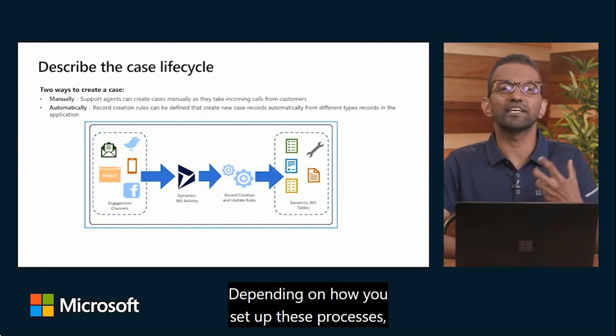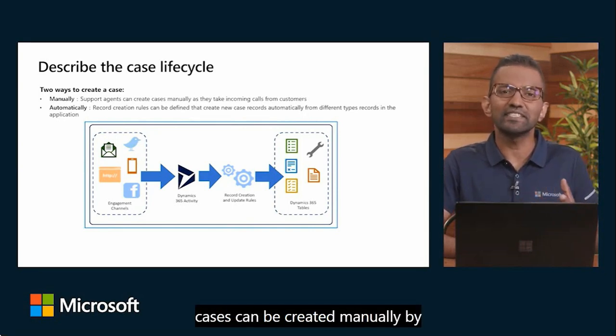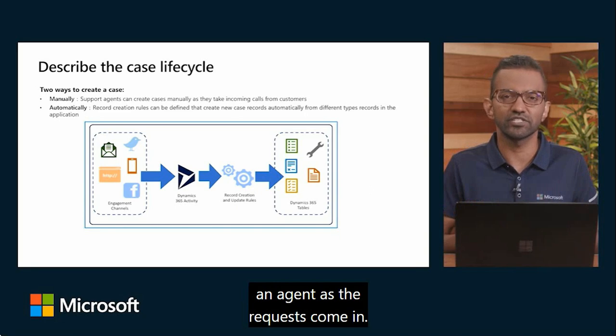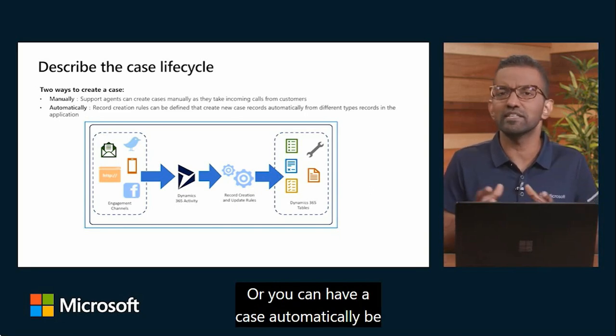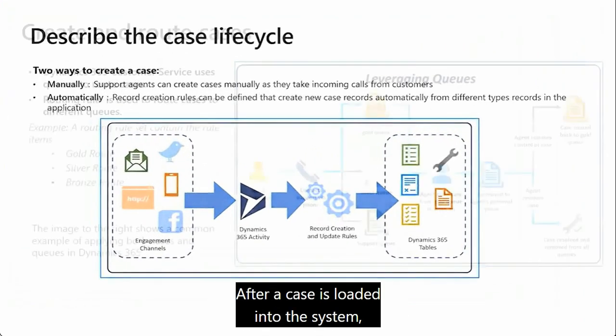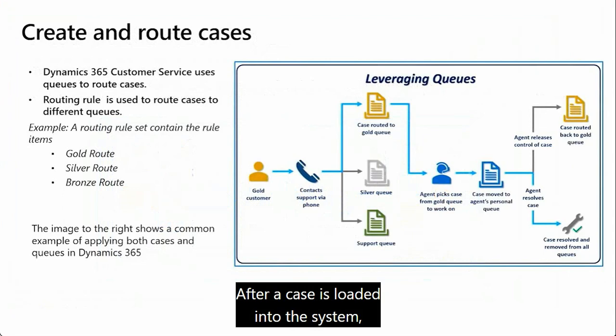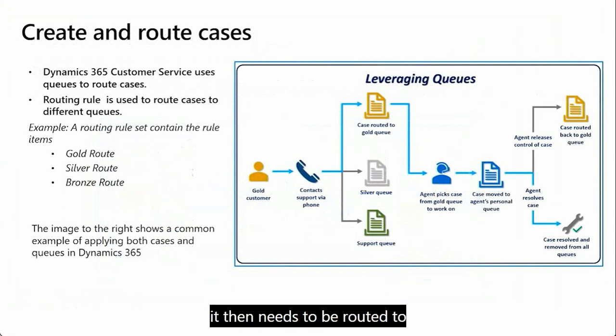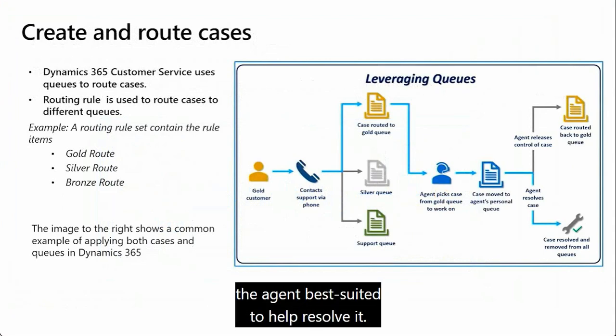And depending on how you set up these processes, cases can be created manually by an agent as the requests come in. Or you can have a case automatically be created when triggered from secondary applications. After a case is loaded into the system, it then needs to be routed to the agent best suited to help resolve it.